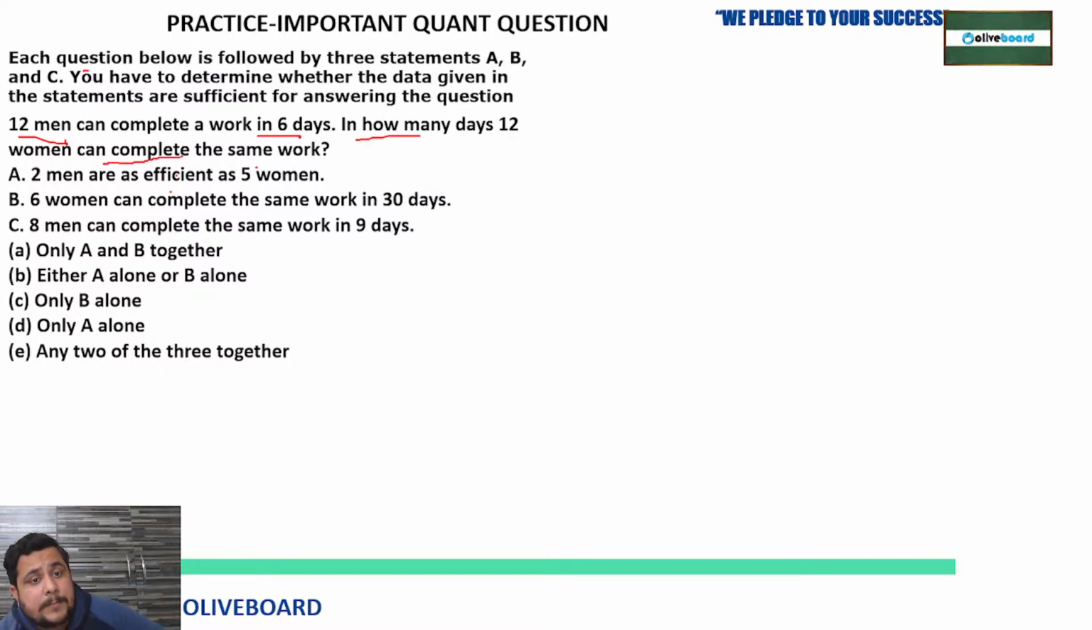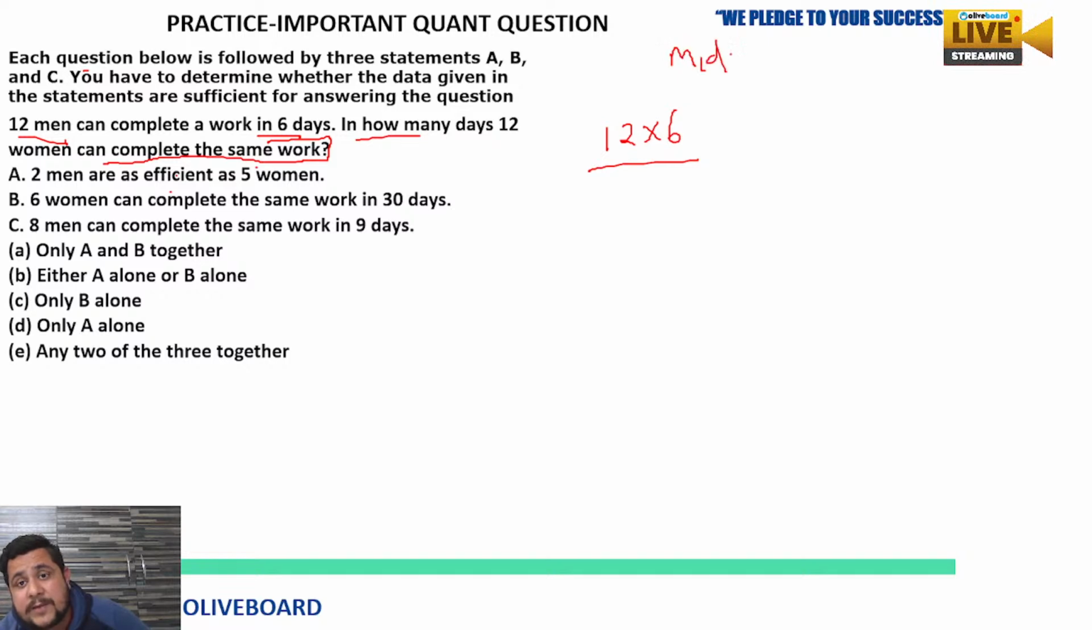can 12 women complete the same work? So this is the question. Now we have to find out in how many days 12 women can do it. So we know 12 men can complete the work in 6 days. Okay, 12 men can complete the work in 6 days. So 12 women, the same task.